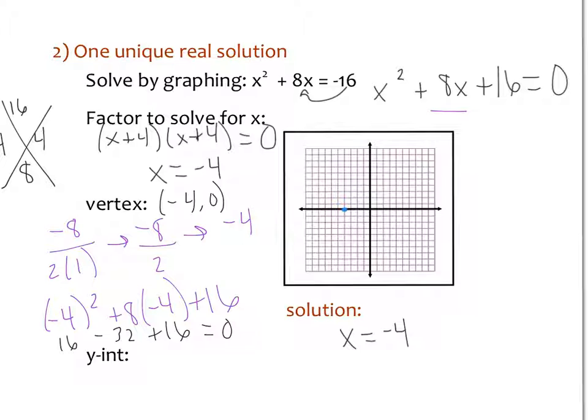Okay, let's keep going. Let's look at the y-intercept. The y-intercept is in the form of (0, c). So 16 here is c. So (0, 16) is my y-intercept. I'm going to go to my graph and graph that right now.